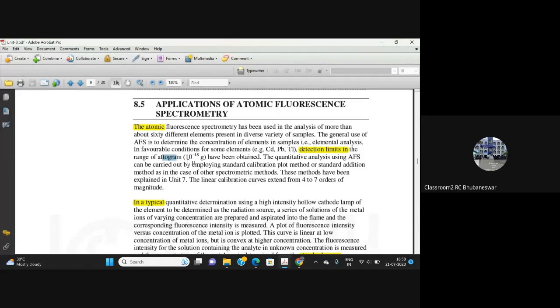You can study these elements through normal fluorescence. You can study these elements through plain photometry. You can study some elements through AFS. But detection limit you have to see.